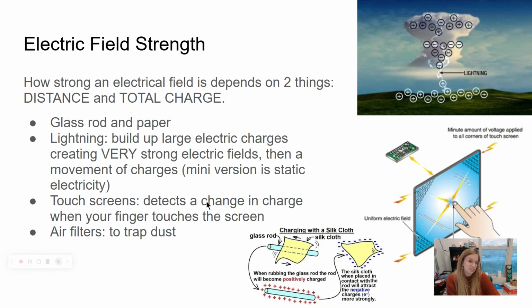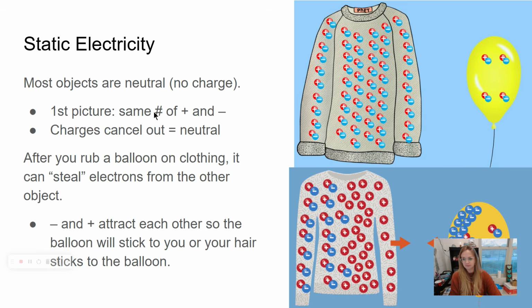Touchscreens also use static electricity. What you can see here is that it feels the change in electricity from your finger. All humans run on a little bit of electricity, so when it senses that, it will sense that touch. Then you have that silk cloth with the glass and all that kind of stuff.